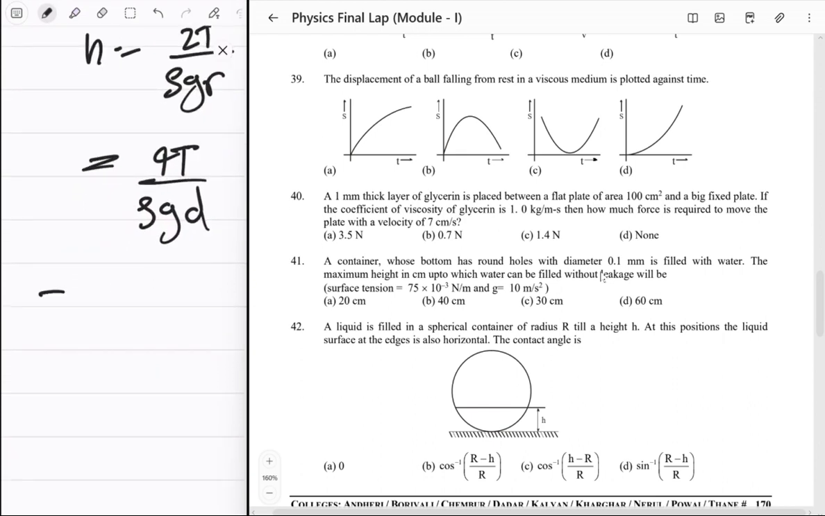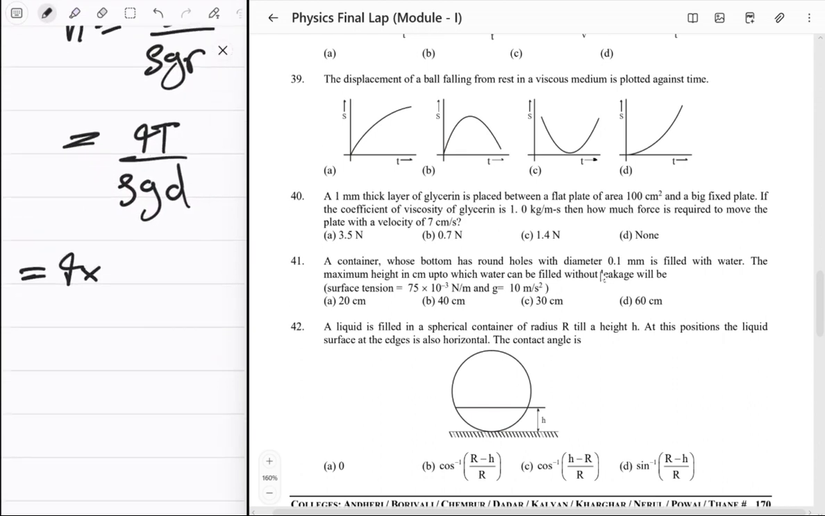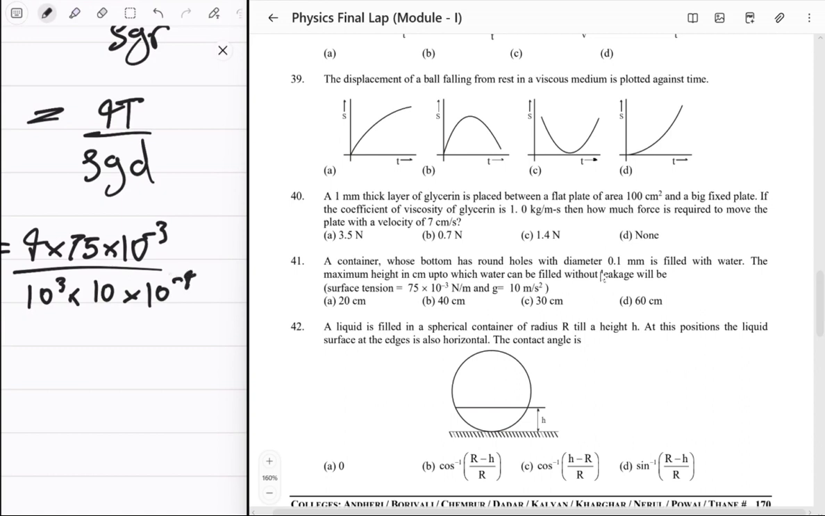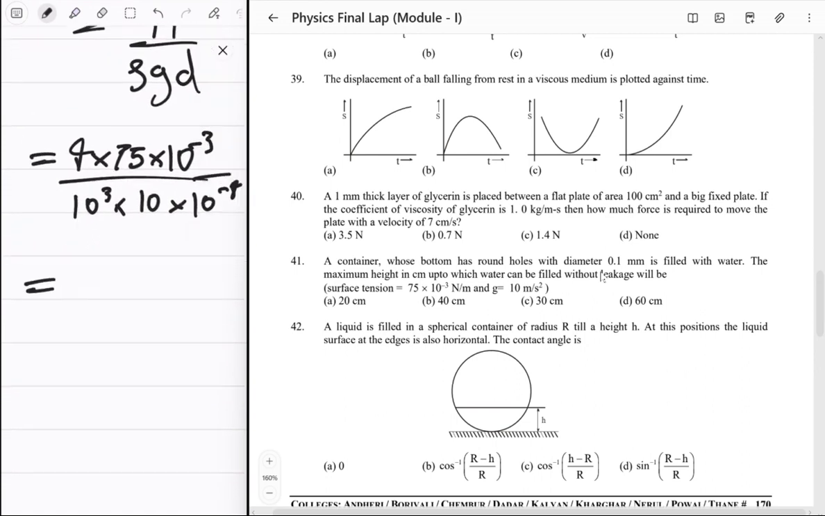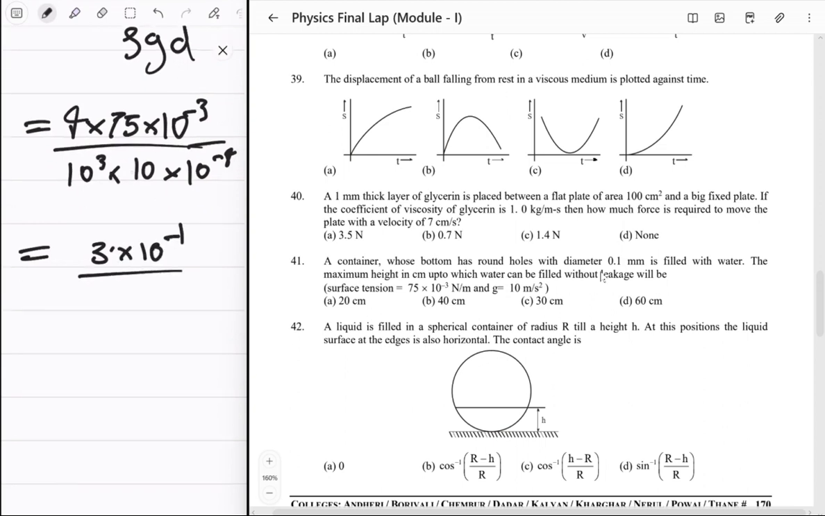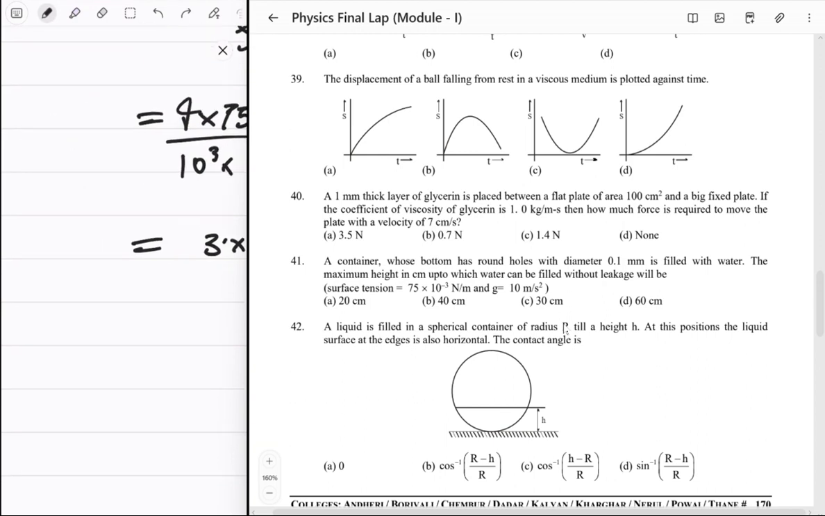So let's calculate. 4 times surface tension, which is 75 times 10 power negative 3, upon density, 10 power 3, times gravity times t's value, right? So it's 0.1 millimeters, 10 power negative 4, basically. This is going to be 300 times 10 power negative 3 times 10 power negative 1 upon 10 power negative 4. So 0.3 meters, that means 30 centimeters. So C is the answer. Next question.